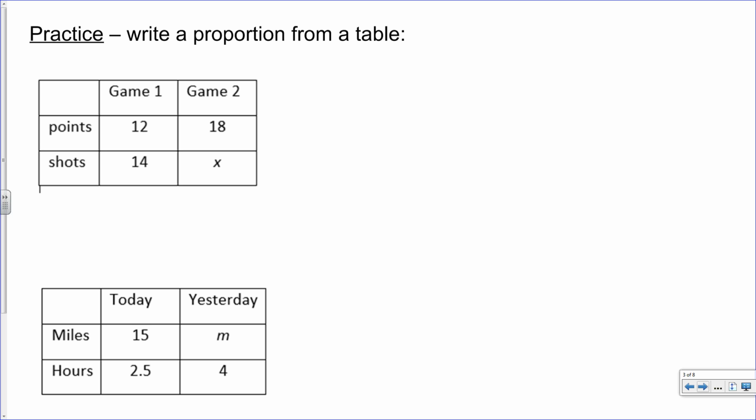All right, so now we need to write a proportion from a table. This is very straightforward. It says in game 1, they got 12 points and they took 14 shots. In game 2, they scored 18 points, and we don't know how many shots. To set that up as a proportion, consider this a fraction, 12 over 14, and set it equal to the other fraction, 18 over x. And then you could do some math to solve it, which we won't worry about right now. We just want to write our proportions. So you try the next one and turn it back on and check your work.